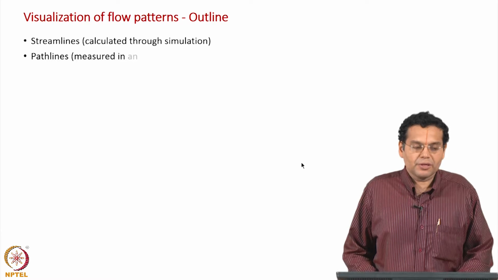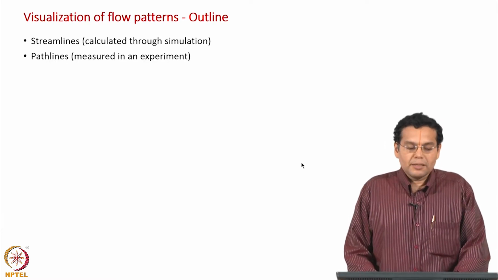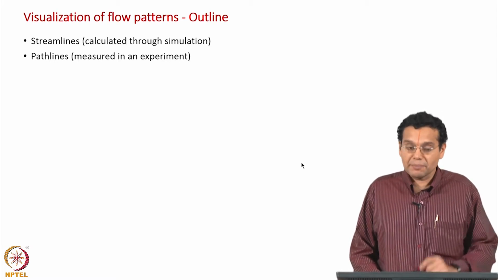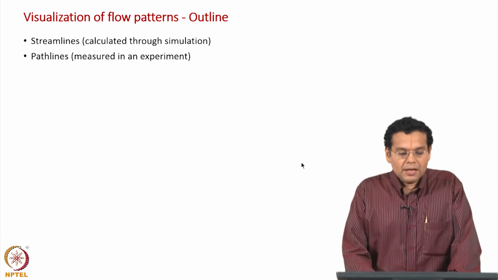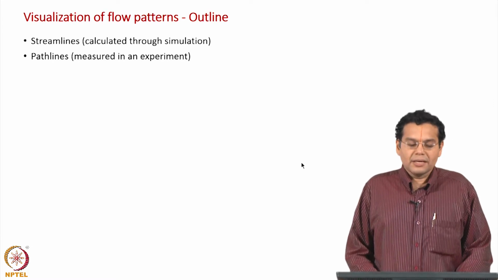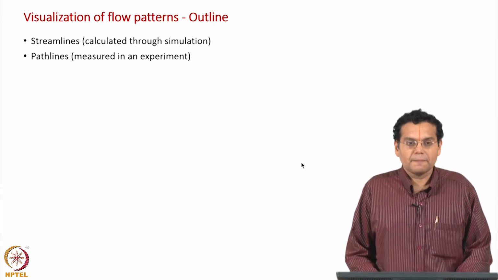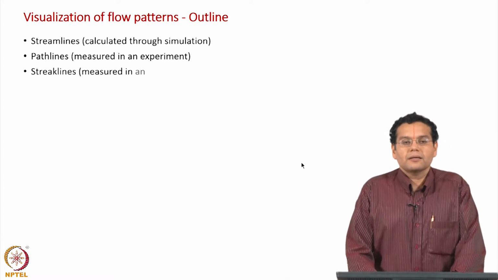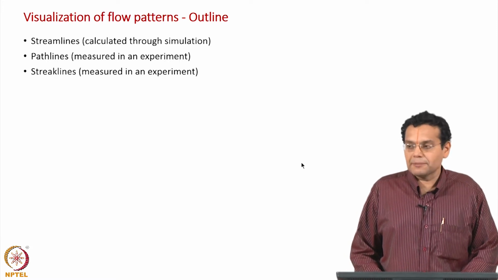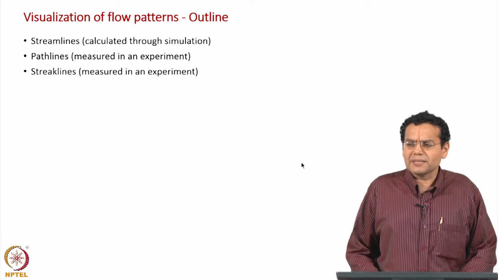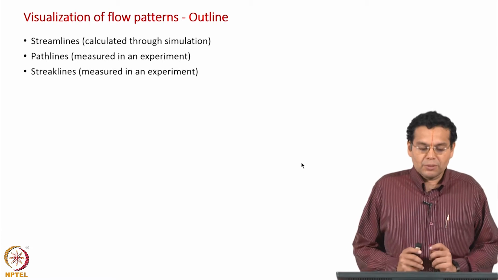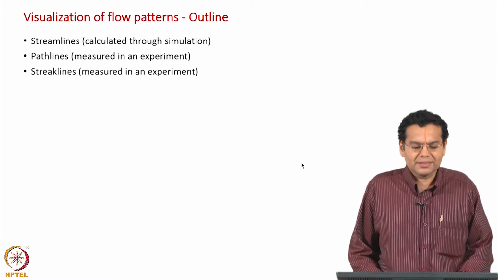Now, the second way of visualizing flow patterns is by path lines, and path lines are measured in an experiment. You can measure path lines. You can also represent simulation through path lines, but the moment you say path lines, we usually relate to an experimental measurement. And the third method is through streak lines. Once again it is measured in an experiment. We do not usually represent the result of a simulation through streak lines. Usually we represent mostly by streamlines, maybe path lines also, streak lines rarely.